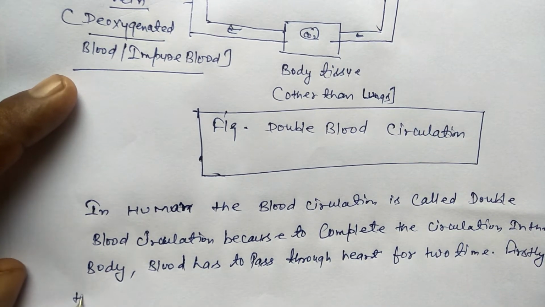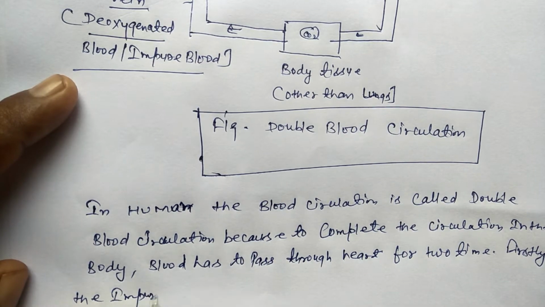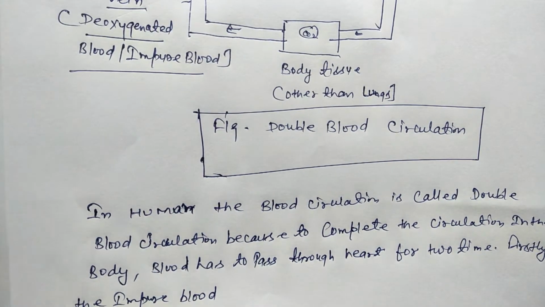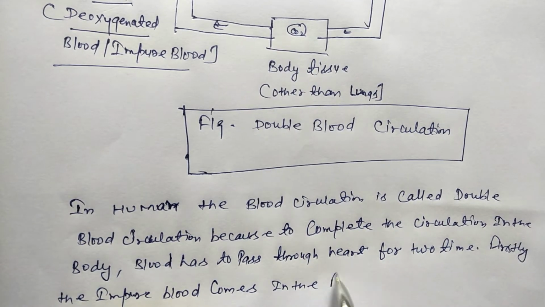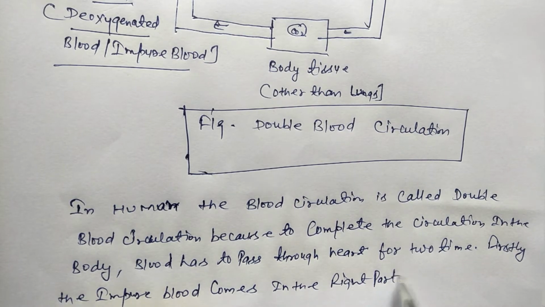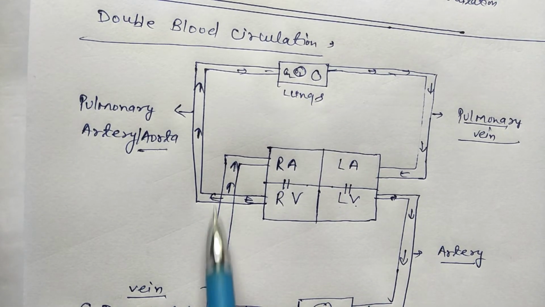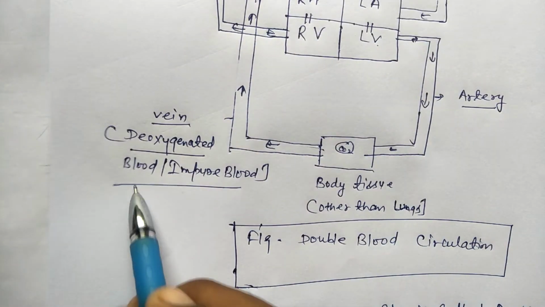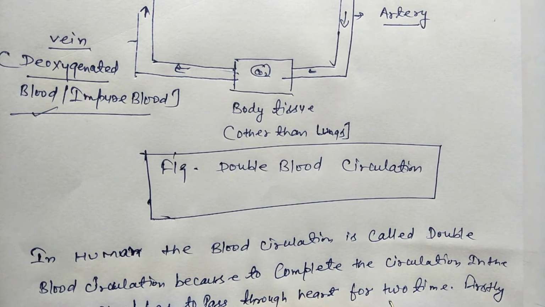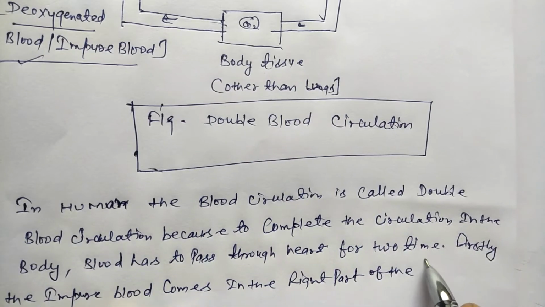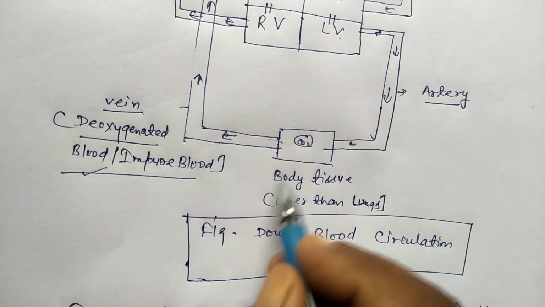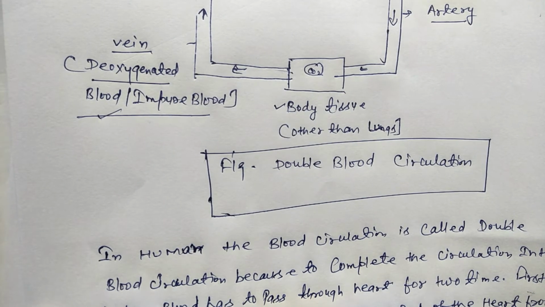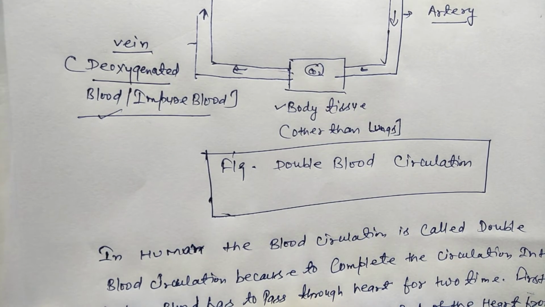Firstly, the impure blood comes in the right part of the heart from different body tissues, different parts of the body. Students, impure blood comes in the right part. This is impure blood.